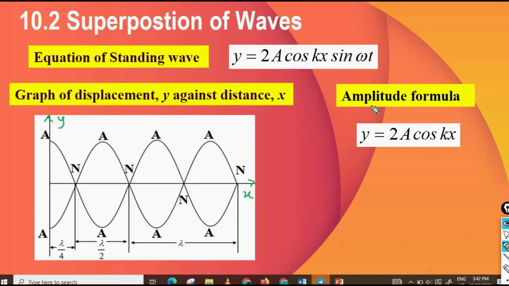Next is the amplitude formula. The amplitude formula is given by y equals 2a cos kx. From this amplitude formula, we can determine the amplitude for each particle. It depends on the value of x. x here refers to the position of the particle.